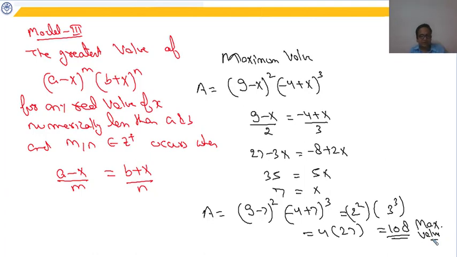So this model has to be learned in this manner. Straight away, whenever such a thing is being asked, we do (9 minus x) whole square into (minus 4 plus x) to the whole 3. We have to find the maximum value. (9 minus x) upon 2 is equal to (minus 4 plus x) upon 3. Just get the value of x and put it back into the required expression. You will get the maximum value. Yes?